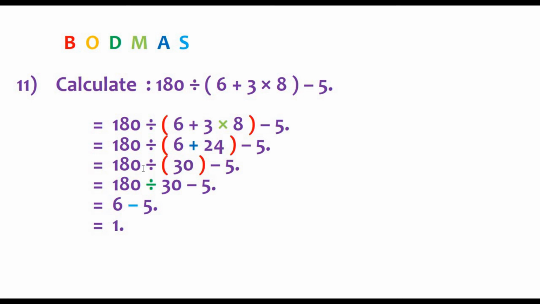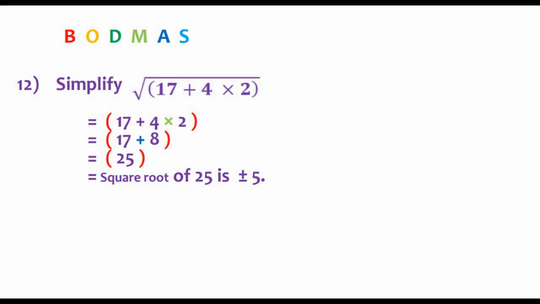Now we have sorted the parentheses. Now we are left with a division and a subtraction. So which one has the highest priority? Obviously the division. So 180 divided by 30 becomes 6, and then 6 minus 5 makes 1. So 1 is the answer.